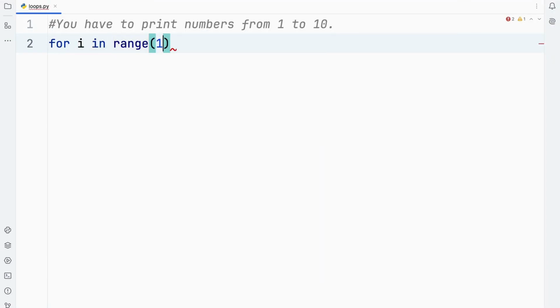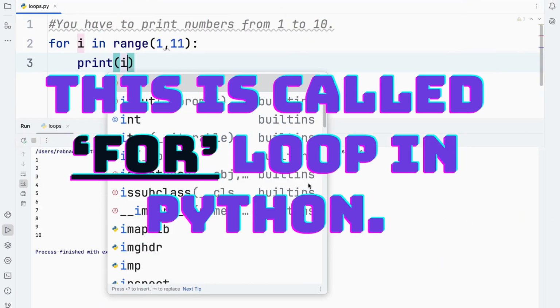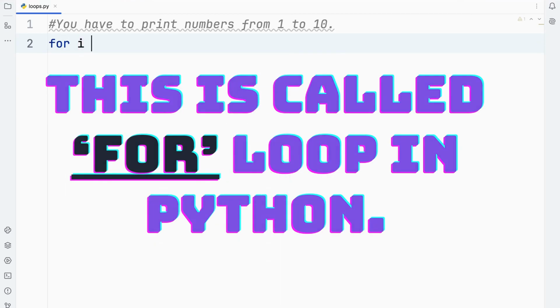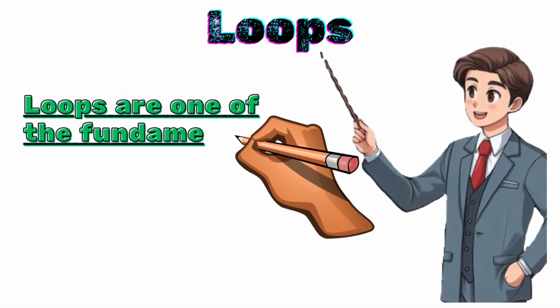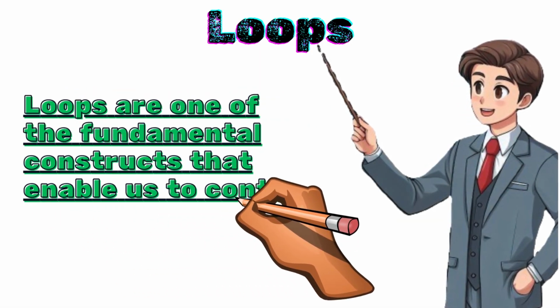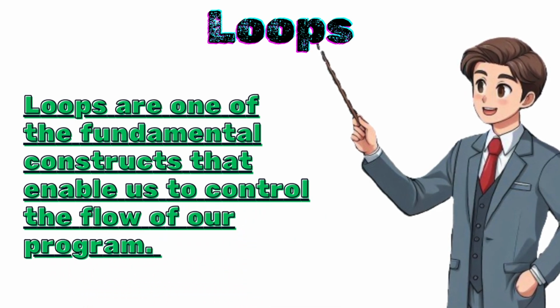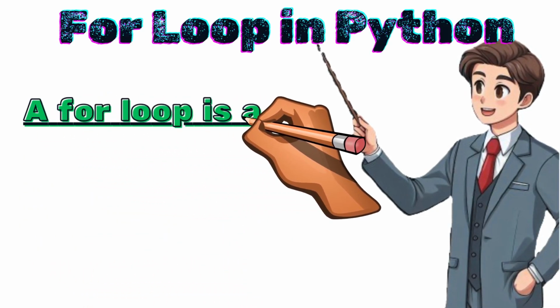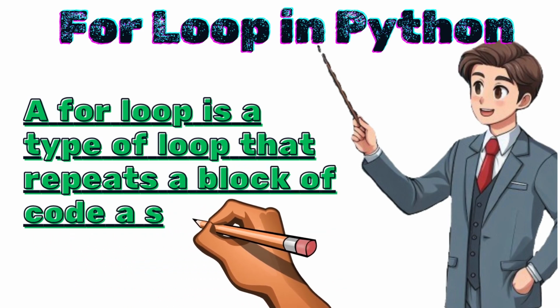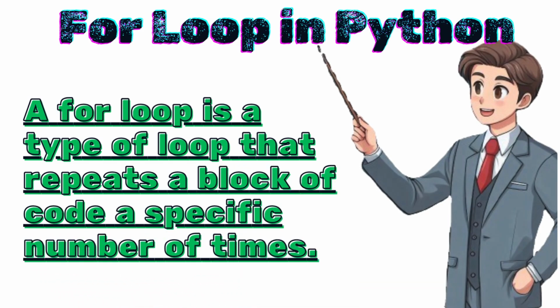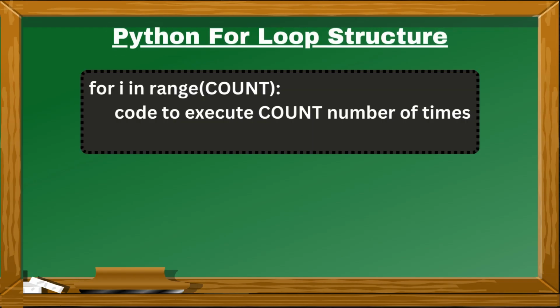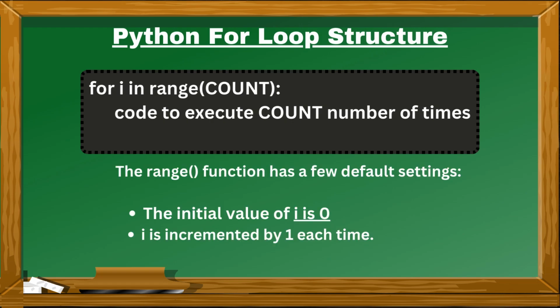We can perform the same operation by writing 2 lines of code. Here you can see. Loops are one of the fundamental constructs that enable us to control the flow of our program. A for loop is a type of loop that repeats a block of code a specific number of times. A for loop in Python is structured like this.